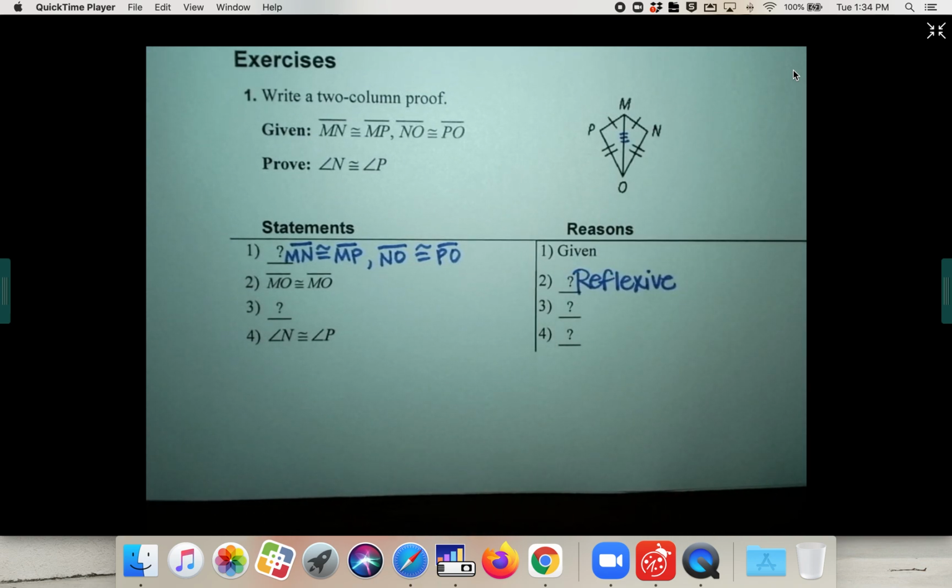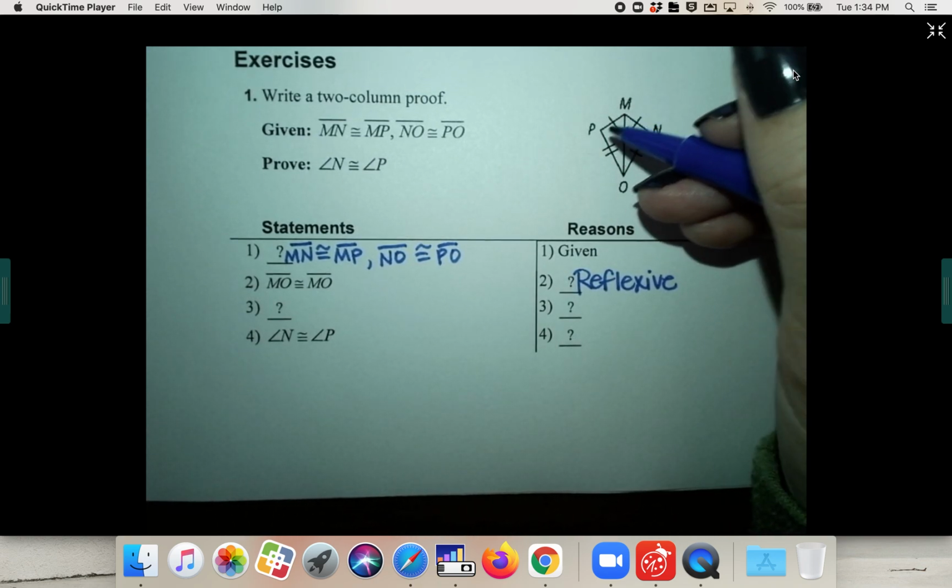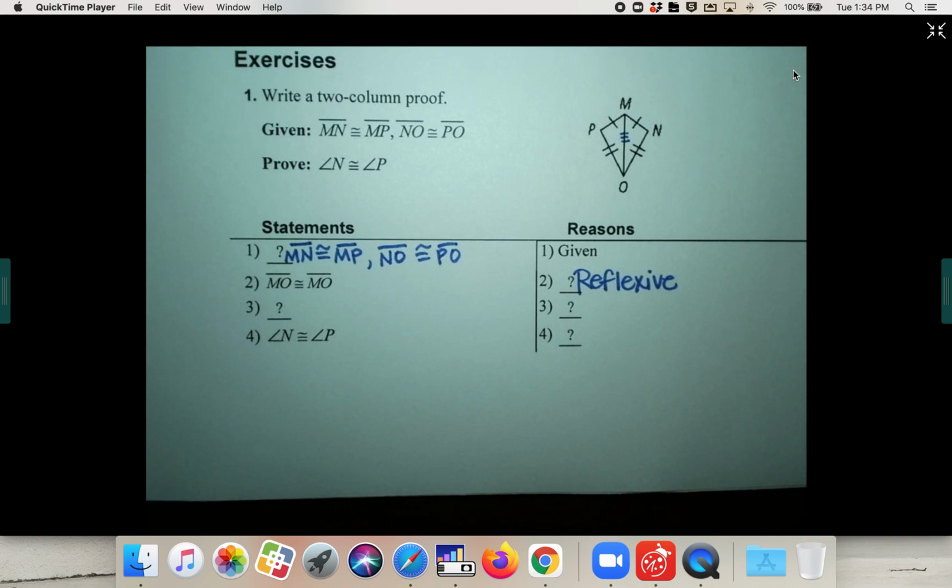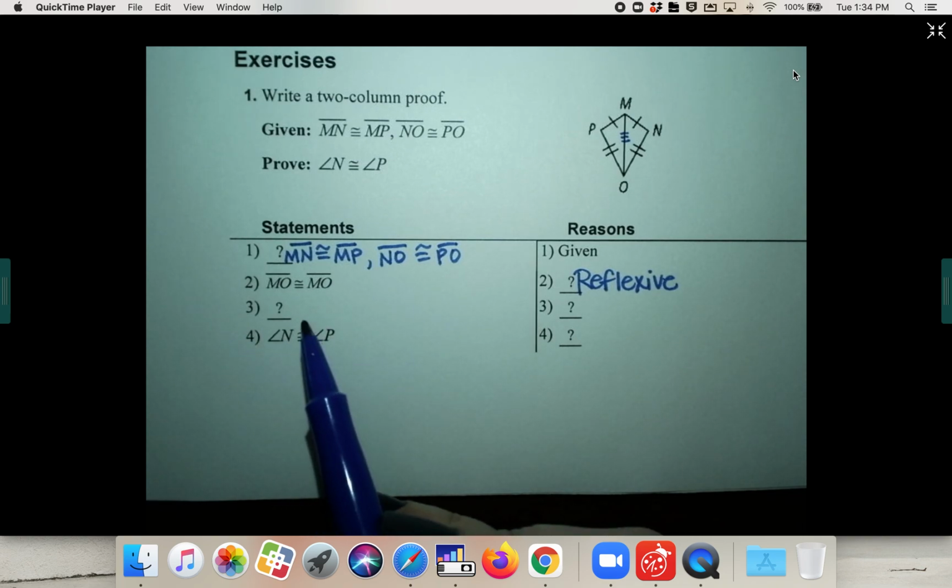It is equal to itself in both this triangle and this triangle. All right, what would be next? So we're not trying to prove that the triangles are congruent. We're trying to prove a part of the triangles are congruent. So the next step would actually be our triangle proof.